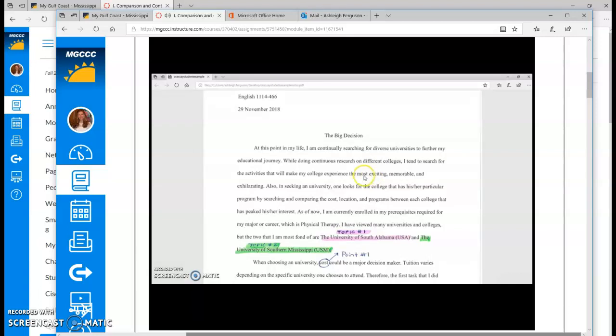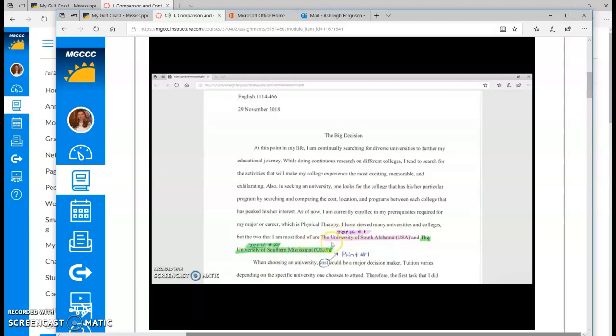Now, as far as this particular student, he wrote the topic of his debate of which university to attend. So he discusses first the University of South Alabama, and you can use an acronym, but make sure you use the full name of the college or the business, okay? And then have the acronym in parentheses, and then you can use the acronym for the rest of your essay. So this is topic 1, and then topic 2 is the second university, the University of Southern Mississippi, and again, he uses an acronym here. Now, these are his two topics.